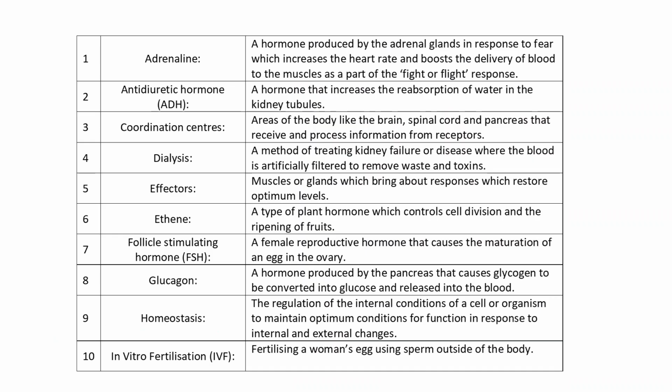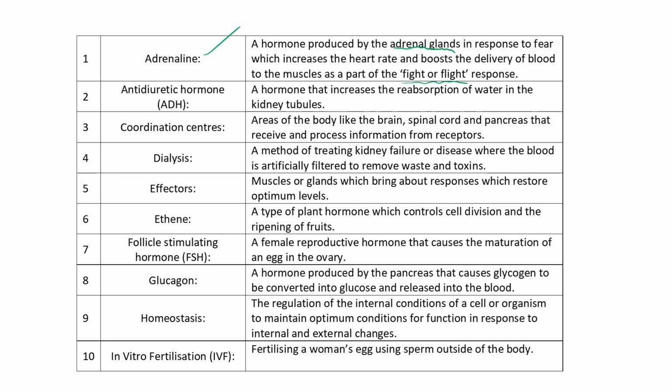A hormone produced by the adrenal gland. Okay, these are sat on top of the kidneys in response to fear, which increases the heart rate to make blood go around your body, to the muscles. And it's sometimes called the fight or flight hormone: adrenaline.